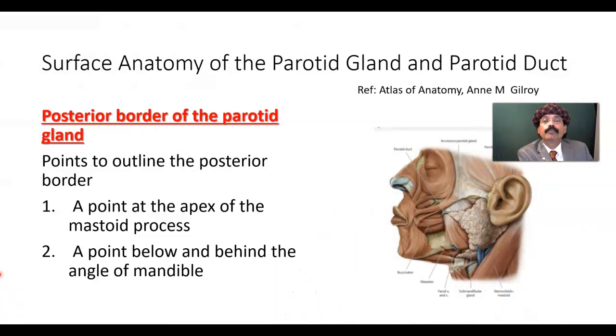Now go to the posterior border. Points to outline the posterior border: a point at the apex of the mastoid process, here. Number two, a point below and behind the angle of the mandible. We got the posterior border.